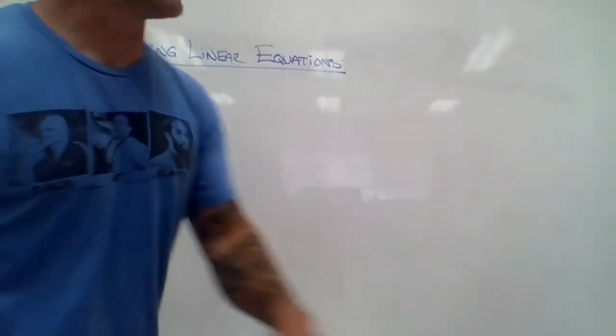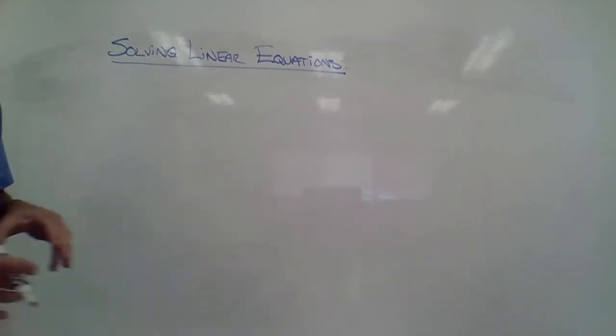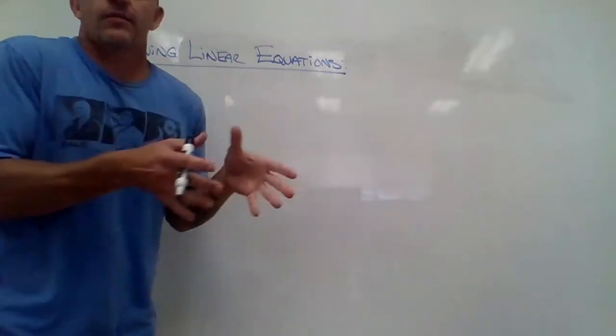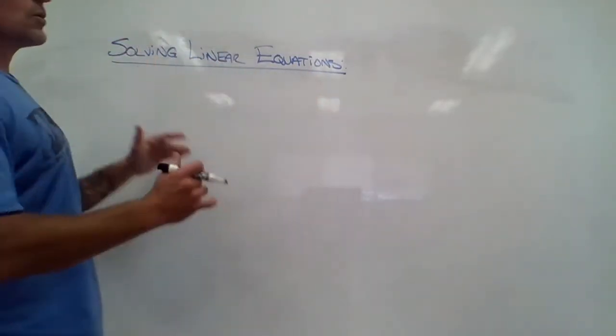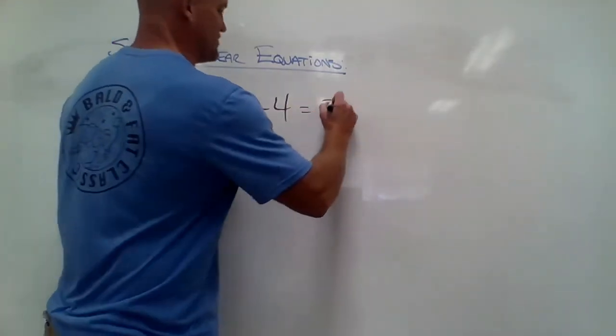The next thing we're going to talk about is solving linear equations. When you're solving a linear equation, we're just talking about solving equations. Linear just means that your variable in there has a power of 1. That's it. So any equation, we'll just throw one up real quick and we'll make it super ugly.